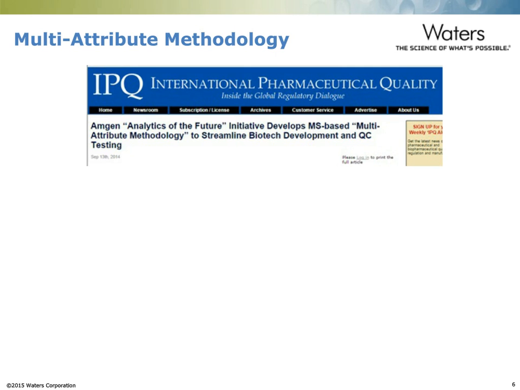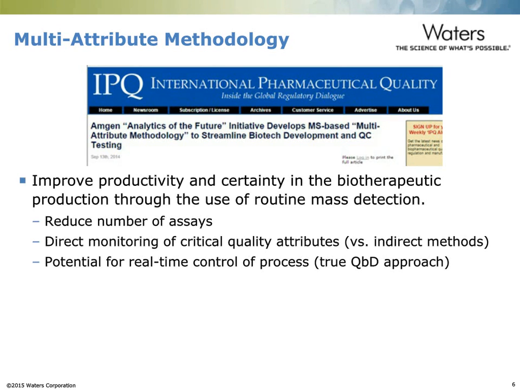So to begin, the concept of the multi-attribute methodology is something that Amgen coined the phrase for several years ago. And it's something that we've seen within the biopharmaceutical industry as a growing trend and a desire across a wide number of companies working in biopharmaceuticals. The drive to this is that by implementing a multi-attribute methodology, it allows biopharmaceutical firms to improve their productivity and also the certainty in the biotherapeutic molecule that they're producing.